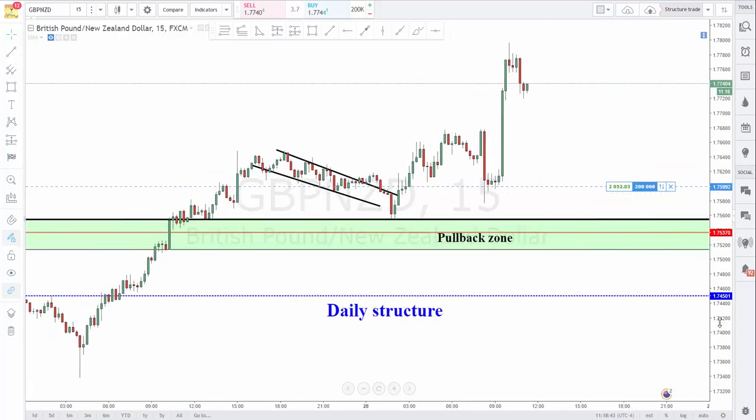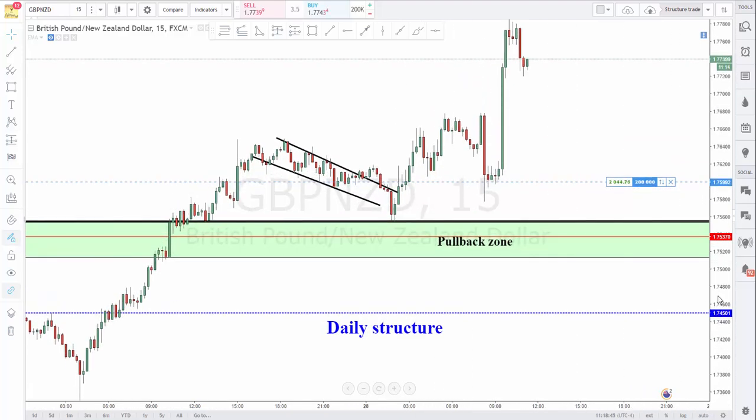So guys, that's the exact reversal strategy that I used in order to get involved here on the pound New Zealand. And that's the exact analysis that went into this week's potential trade setup.